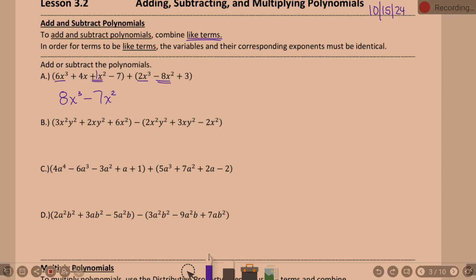What about the 4? There's a 4x. Do we have any other plain x terms that it goes with? No. So we just drop it into your answer. Don't forget it. You can't drop it out of the problem; we have to drop it in the answer. And finally, what else? A minus 7 and a plus 3. Minus 7 plus 3 is minus 4. And guess what? You're done.